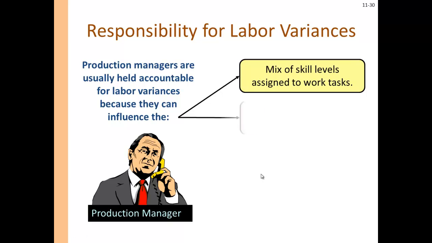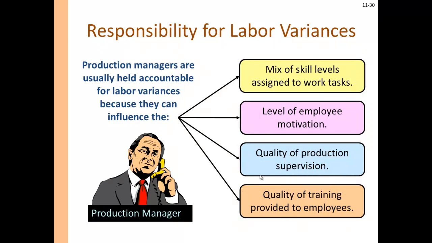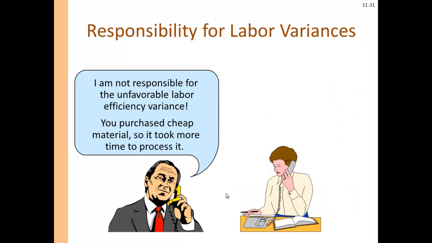Who's responsible for these labor variances? Production managers are usually held accountable for labor variances because they can influence them. So what could they have done differently? Well, the mix of the skill levels assigned to the work tasks, the level of employee motivation, the quality of production supervision, and the quality of training provided to the people could all influence labor variances.